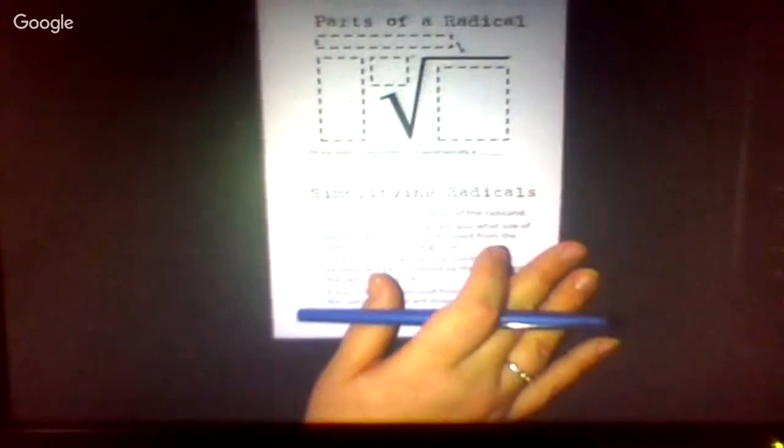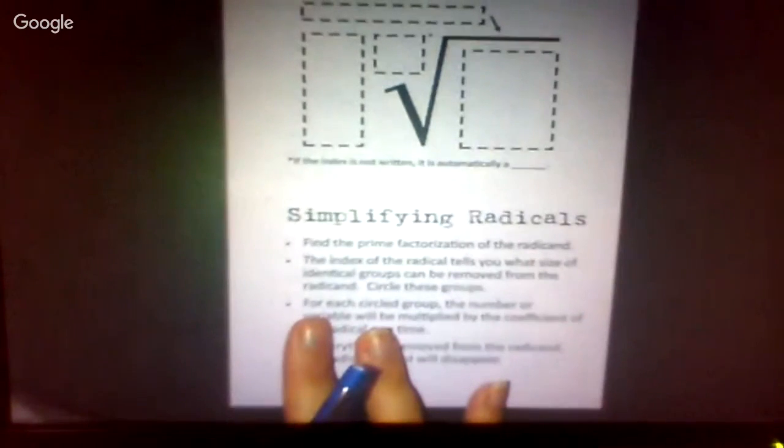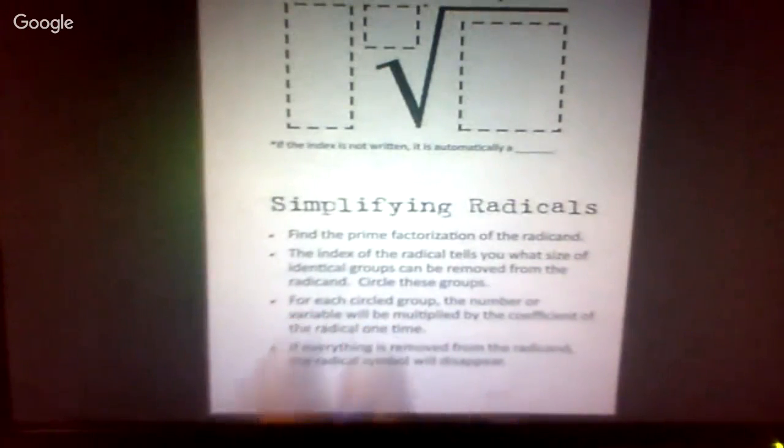Okay. When you guys are done gluing that in, we're gonna jump here. We need to talk about the parts of a radical, and then I'm gonna go ahead and show you how to simplify.